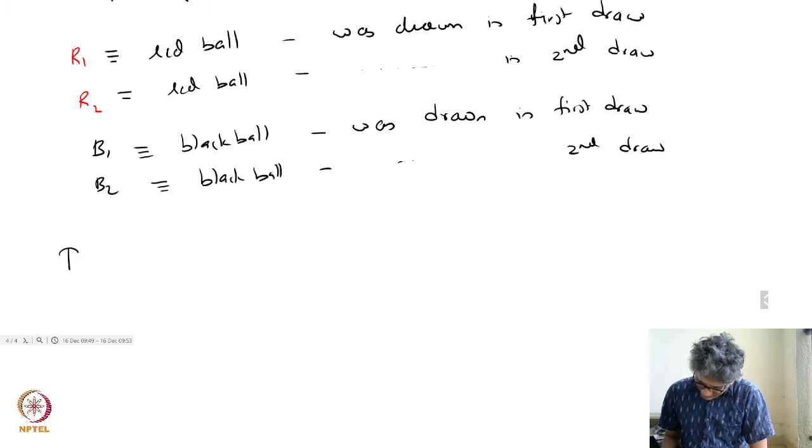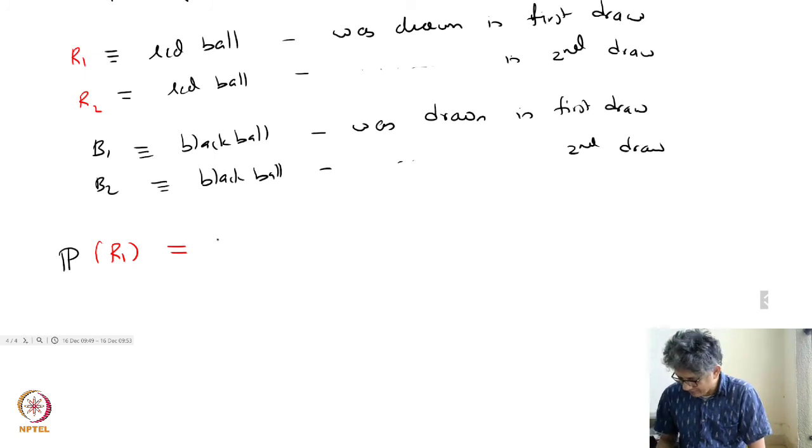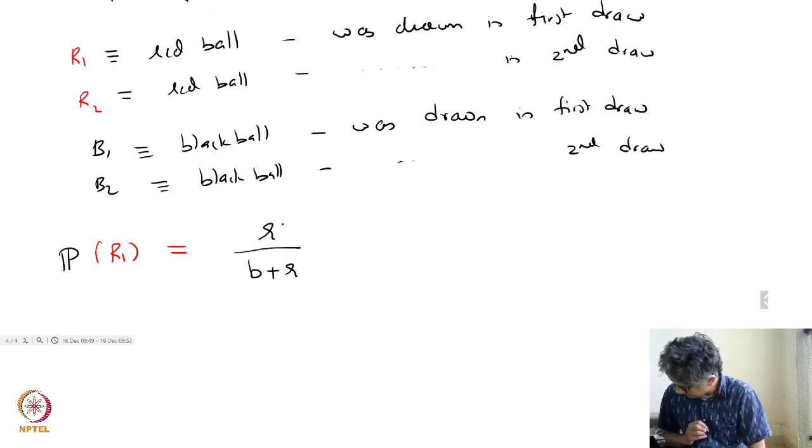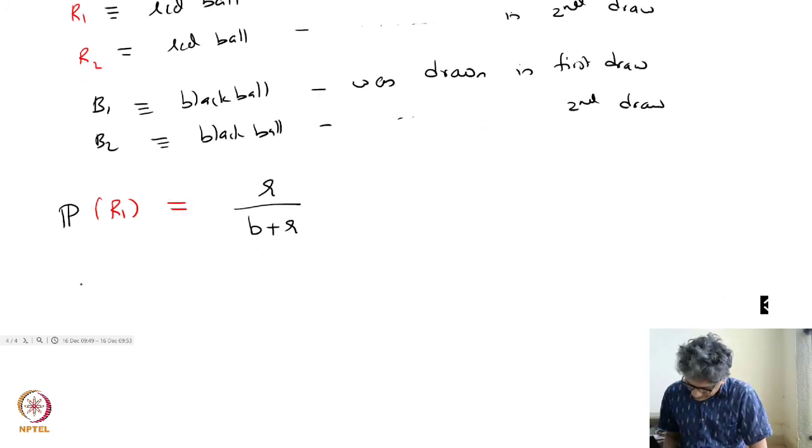So now the probability of drawing a red ball in the first draw. That's easy, right? You have B plus R balls, and you want to choose red. R is red. That's just R by B plus R. That's straightforward. Now let's try and do the probability of R2.